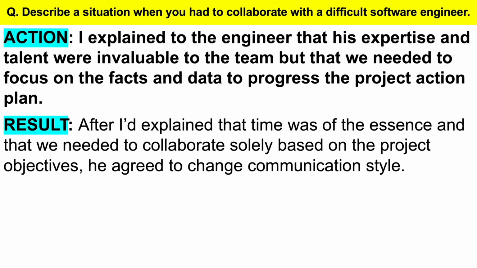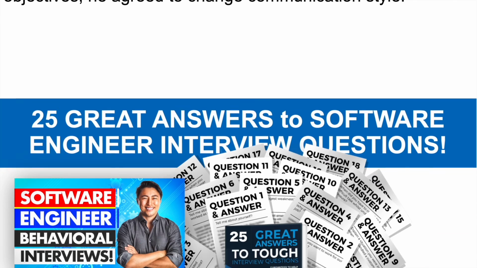So that's a really good answer. It shows that you take positive action to diffuse the conflict and you use really good communication style to get your co-worker to change their approach to stop that conflict from escalating. So it's a really good example answer, and it shows that you can collaborate with difficult people to achieve your software engineering project objectives. Here's the next question.